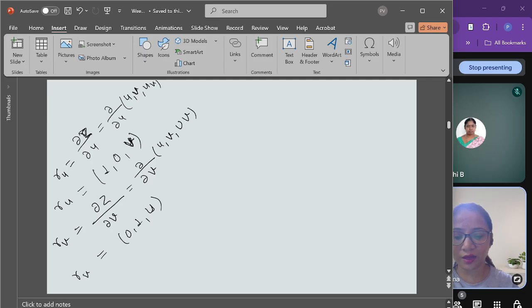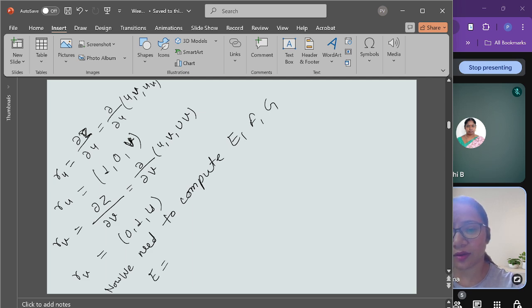Ru and Rv we have already computed. Now we need to compute the first fundamental form, that is E, F, and G. So already we have seen that E is Ru dot Ru, the dot product of the derivatives with respect to u.